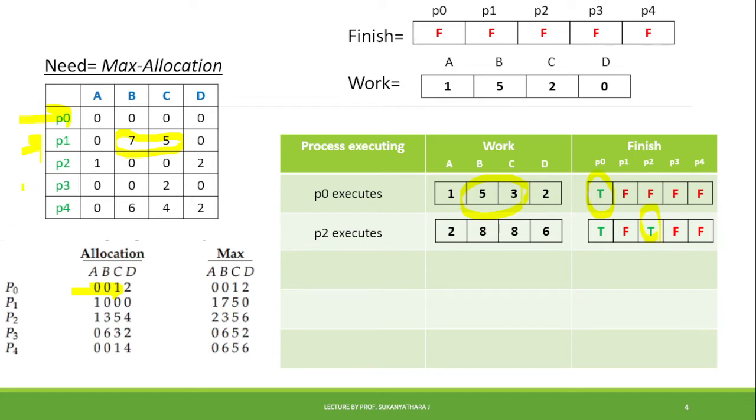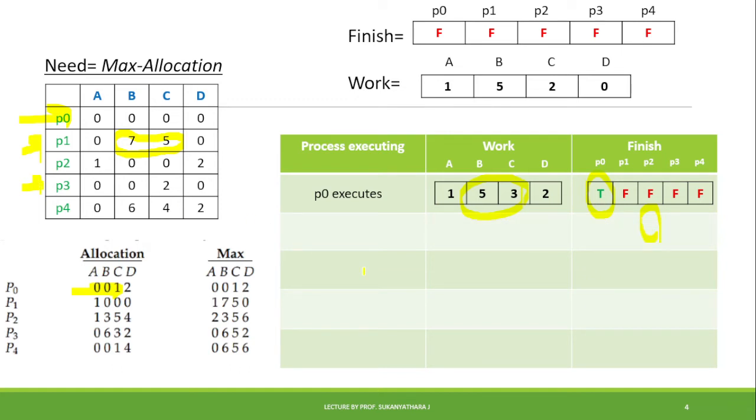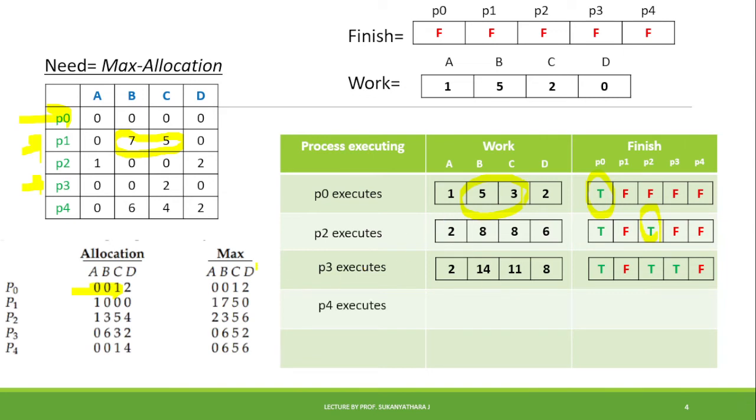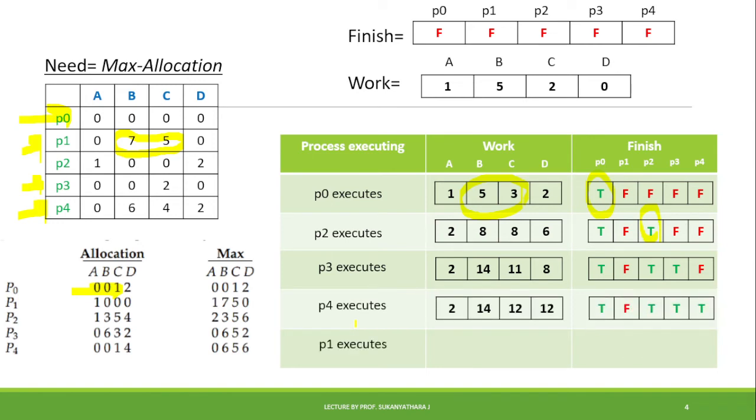Then we will look at P3. Can P3 execute? Yes, P3 can execute. Then the value of work becomes work plus allocation of P3 and we will write P3 has completed execution and left. So next we will check with P4. Can P4 execute now? Yes, P4 can execute now. There are enough free resources in the system. So P4 executes and we will write P4 has completed execution and left.